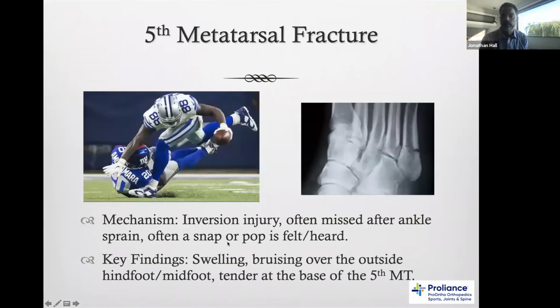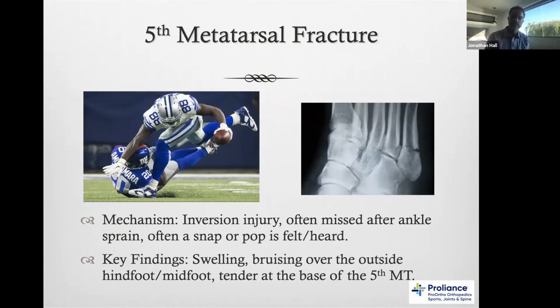Fifth metatarsal fracture: people use the word Jones fracture as synonymous with a fifth metatarsal fracture. There are actually multiple different types of metatarsal fractures. The Jones fracture is the one named because of its poor ability to heal on its own. It's about a 30 to 40% non-union rate, and that's just because of where it resides on the bone.